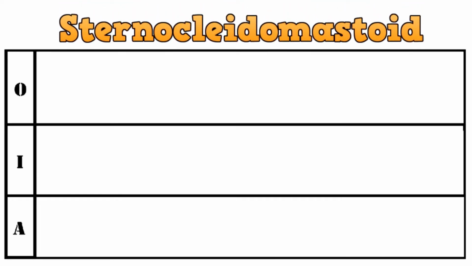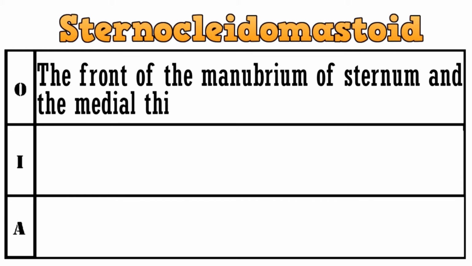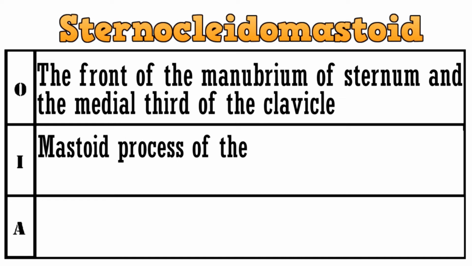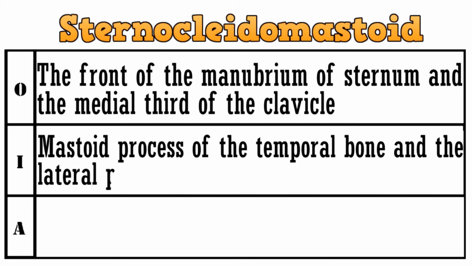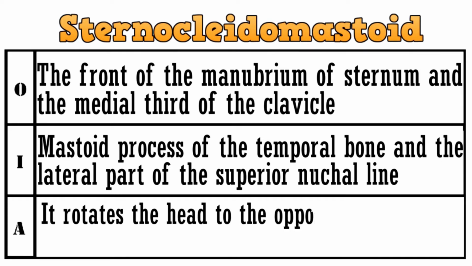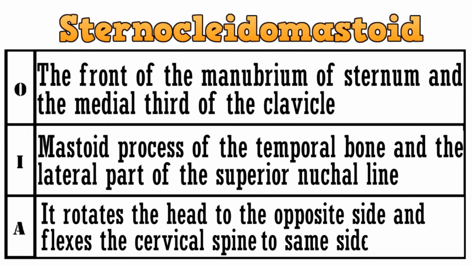Second muscle in the group of superficial muscles is the sternocleidomastoid. It originates in front of the manubrium of the sternum and the medial third of the clavicle and gets inserted in the mastoid process of the temporal bone and the lateral part of the superior nuchal line. The action of the muscle is to rotate the head to the opposite side and flex the cervical spine to the same side.